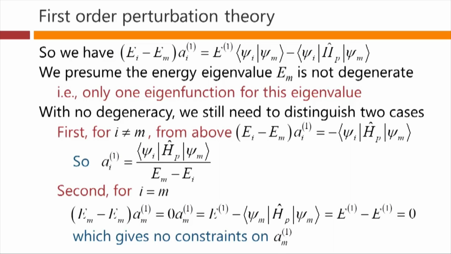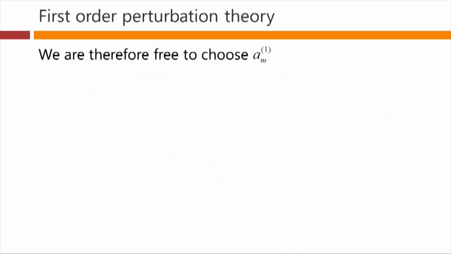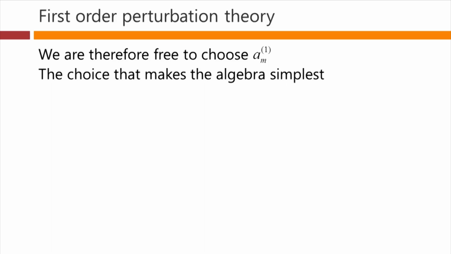Now that might seem like bad news, but it turns out that it's actually quite good news. We are therefore free to choose this to be anything that is convenient. The choice that makes our algebra simplest is simply to set up our algebra taking this coefficient to be 0. You might think we're doing something in the physics here, but we're really not. We would just be adding in part of the original unperturbed wave function. That really has no physical significance to it.